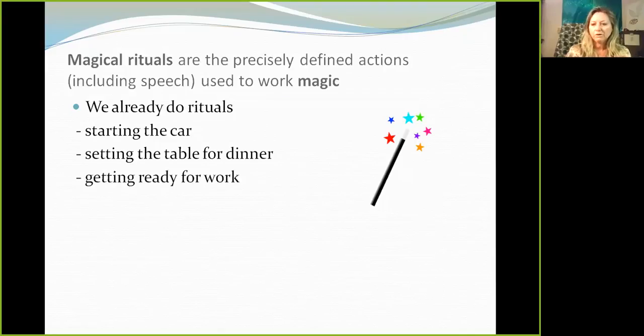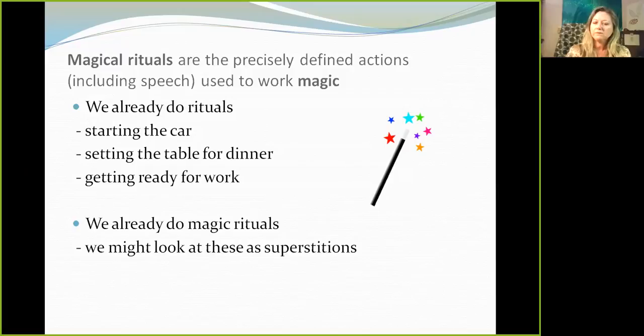Getting ready for work. You might wear certain clothes. It might be a uniform that you wear. Or it could be that every time you get ready for work, the first thing you do is have a shower, then get dressed, then put your makeup on. There are set things that you do, defined actions, and they result in something. So we already do magic rituals as well.